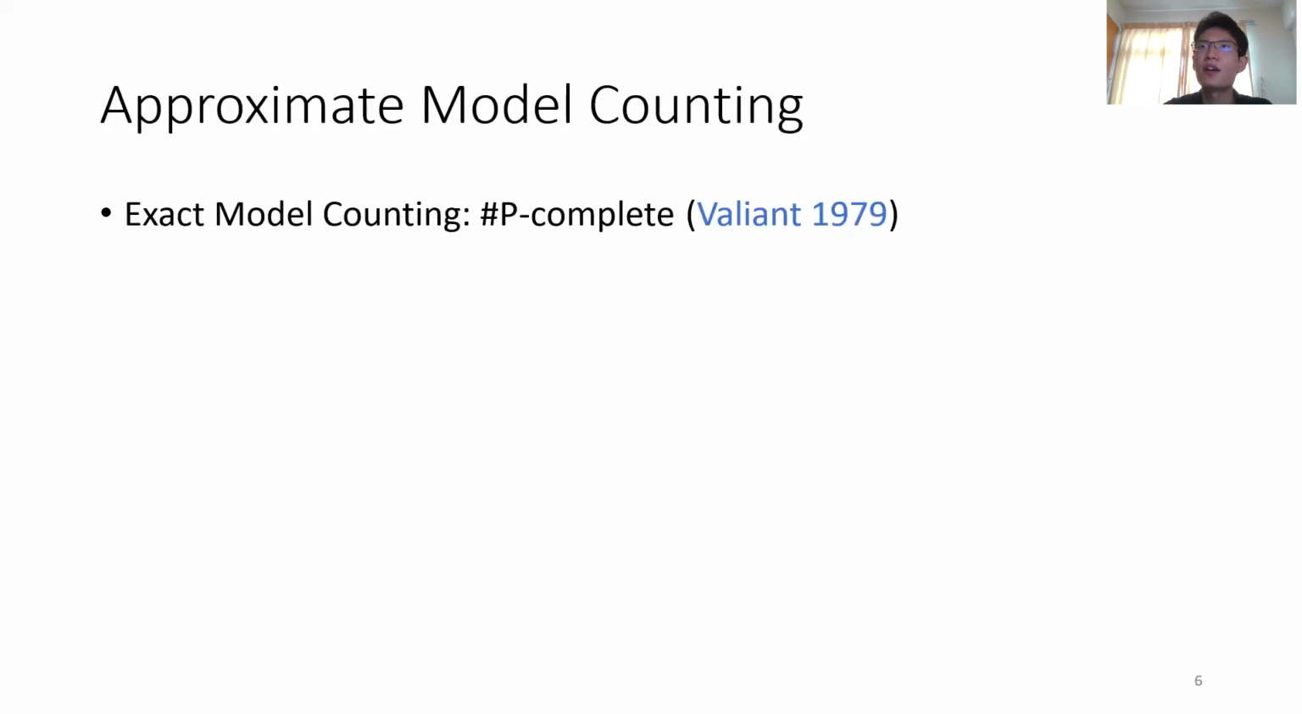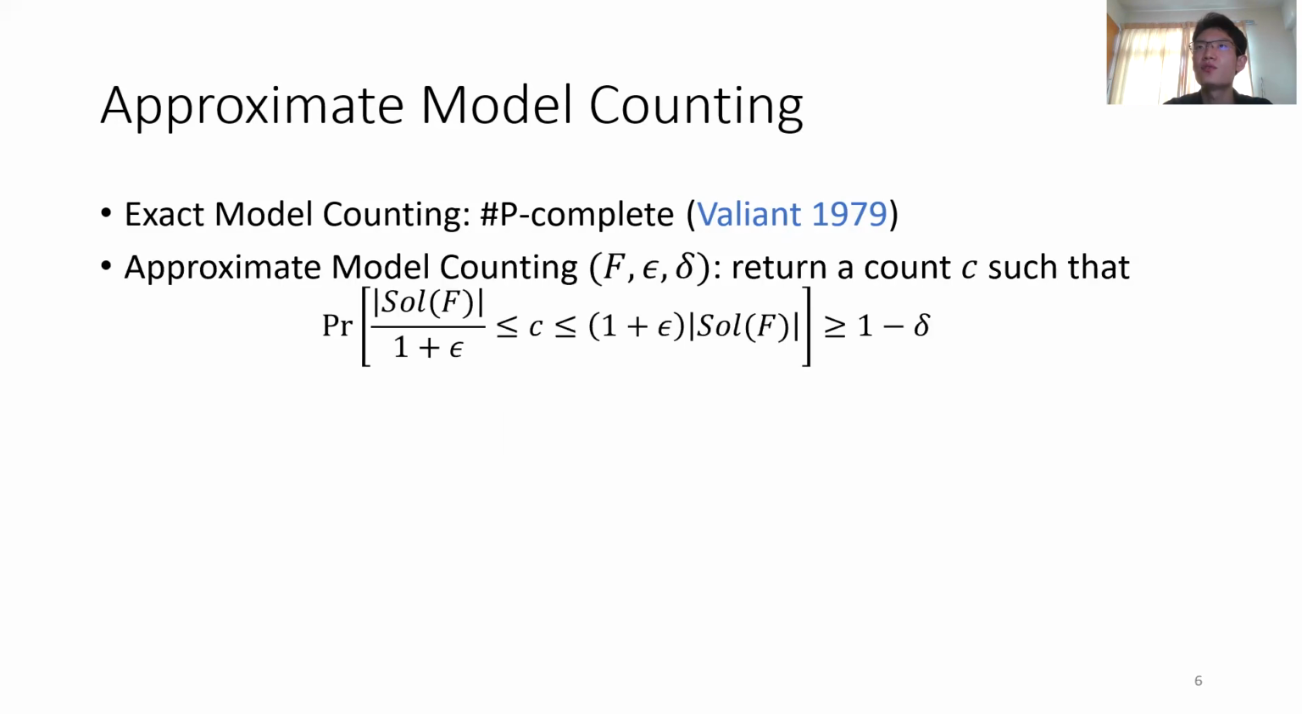However, exact model counting is known to be Sharp-P complete. That was first proposed by Valiant in 1979. In recent years, there has been a rise of approximate model counting, which is much more scalable than exact model counting. Approximate model counting takes as input a formula F, a tolerance epsilon, and a confidence delta. It aims to return a count C such that the count satisfies probably approximately correct guarantees as shown below.